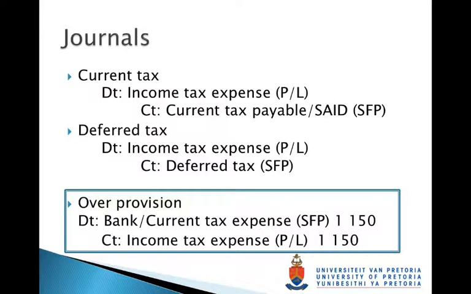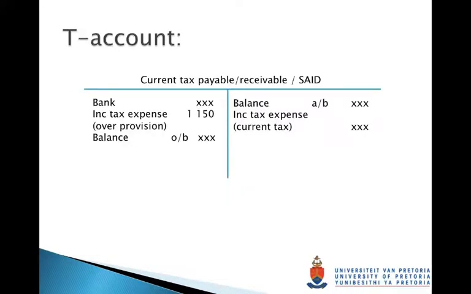And if we look at the journals, you will debit your bank or your current tax, because bank you will get money in, or your current tax you need to decrease it. And you will credit your income tax expense with that amount. And then just your T account.